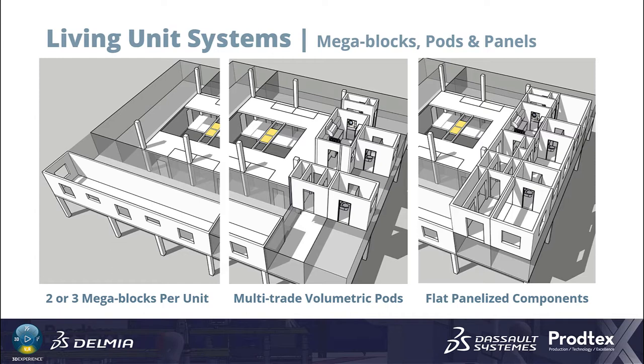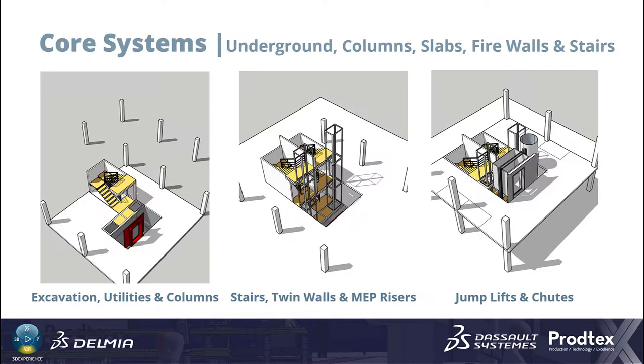A third way to deliver is panelized construction. This would typically be used for living rooms and bedrooms and spaces that don't create so much congestion between the different trades in the workspaces. Now, you could mix these together. You might have a mixture of volumetric pods with panelized construction together.